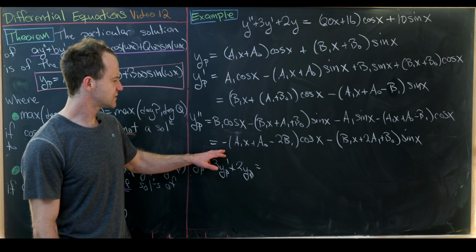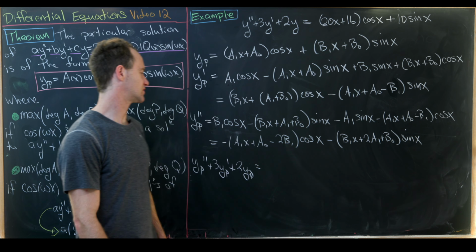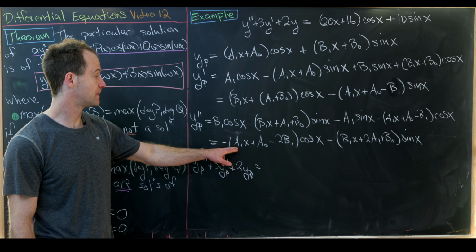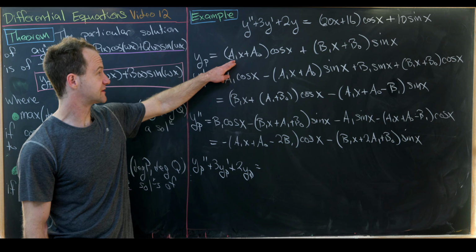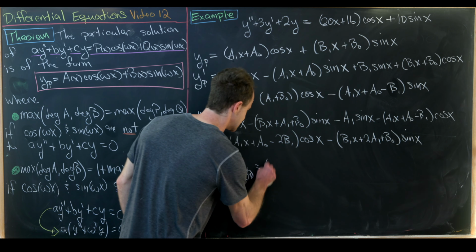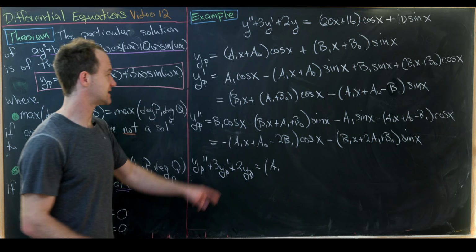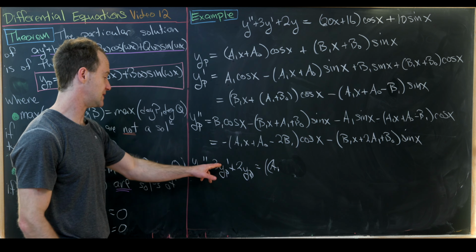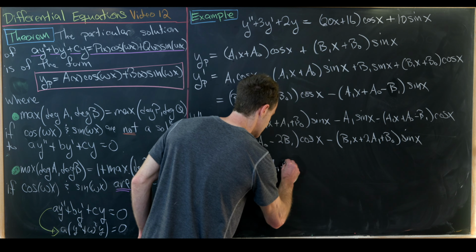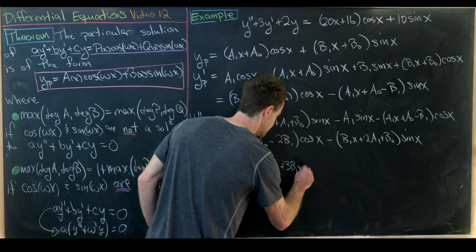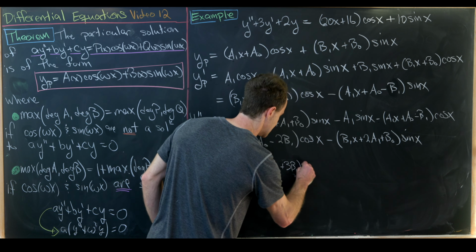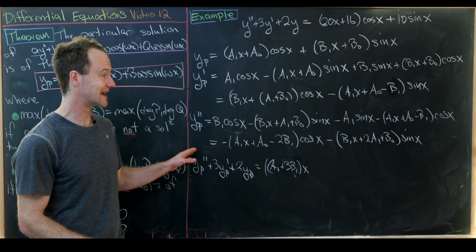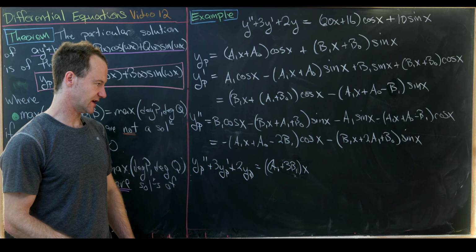Okay, so let's first look at the coefficient of x times cosine of x. So we get a negative a1 from this term. We get 2 a1s from this term. So that means we're going to have a positive a1 times x. And then we'll also have a 3 times b1 times x from this yp prime part. So we've got a1 plus 3 times b1 all times x. Okay, so like I said, that's our coefficient of x times cosine of x.